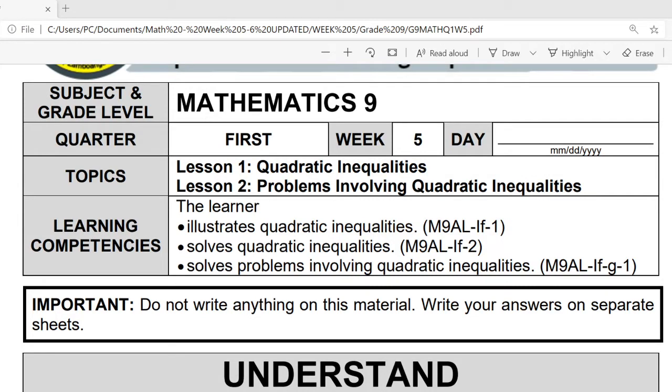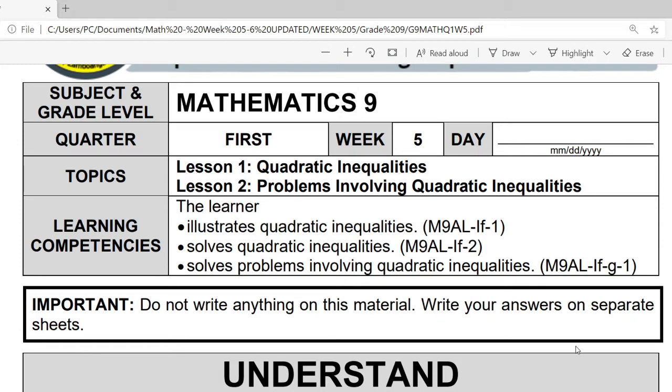Good day to all. Here we go again to discuss to you about quadratic inequalities. Our learning competencies here: the learner must be able to illustrate quadratic inequalities and to be able to solve quadratic inequalities. So we will focus first on quadratic inequalities. We will set aside first the problems involving quadratic inequalities.